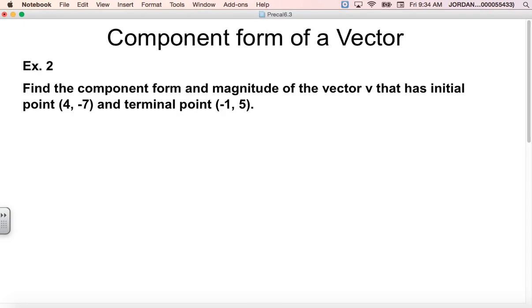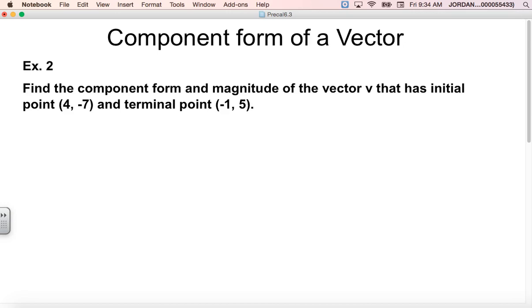All right, so moving on, let's talk about the component form of a vector, which is usually the way you'll see a vector expressed most often. So if we're given the initial point and the terminal point of the vector, it's a very simple way to figure out the component form.